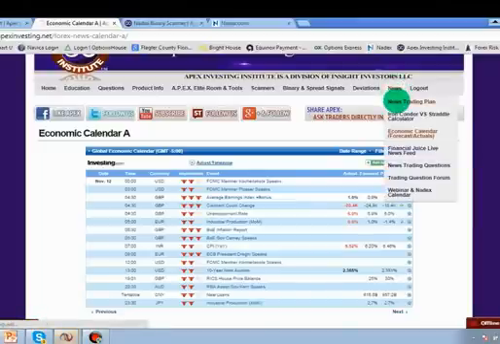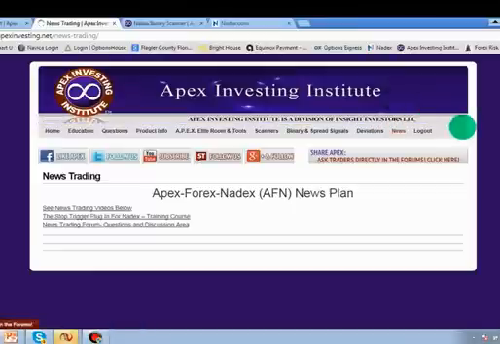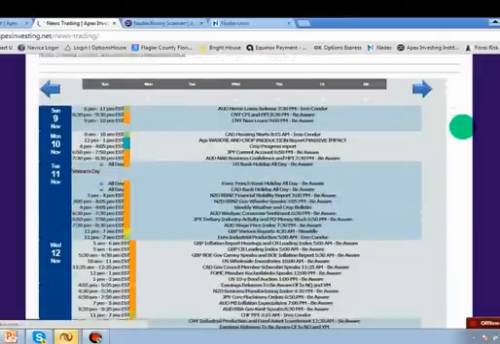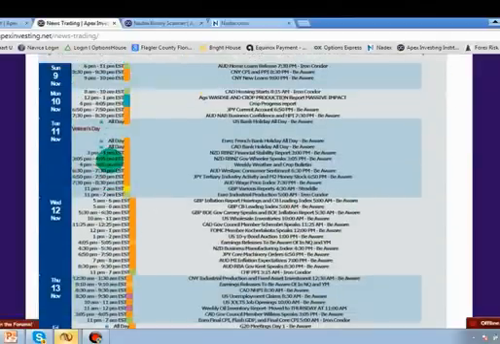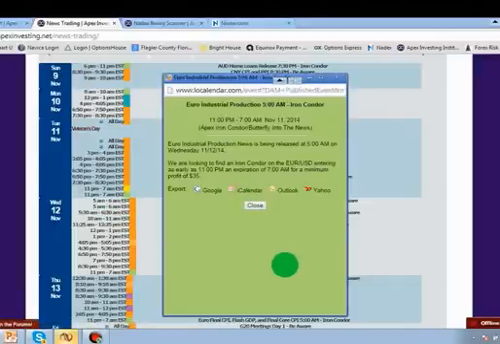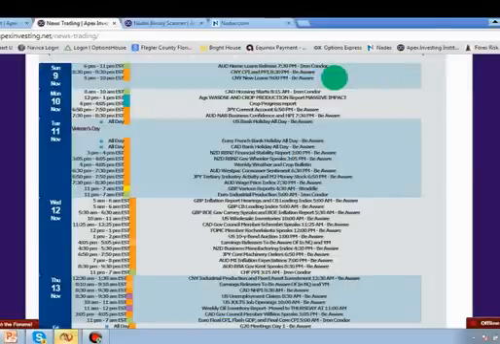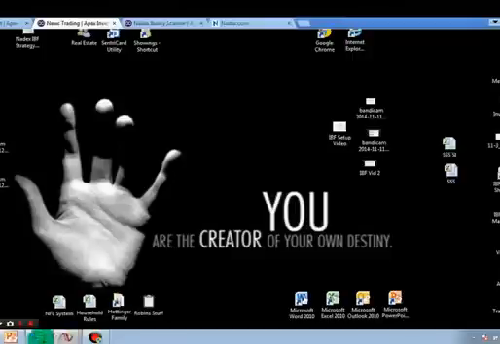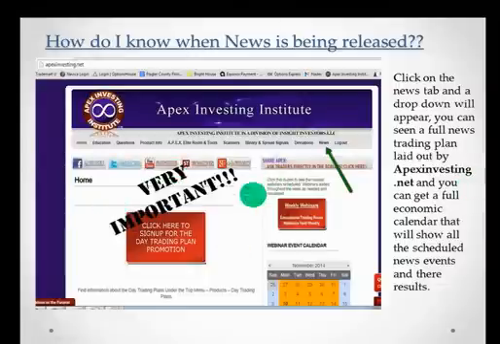Also on the news tab, we've got the news trading plan, and this list for that week, you can look at it on a monthly basis as well and back it out. But each week this is up here. It shows the times of all the news, what to be aware of, what strategies you could be using. Like on this one, if you click on it, it's an iron condor. It tells you when to enter, what currency pair, the time the news is released, what type of profit to expect. So that's all listed right here on ApexInvesting.net, and all the work is done for you. So that's why I put on here, very, very important.